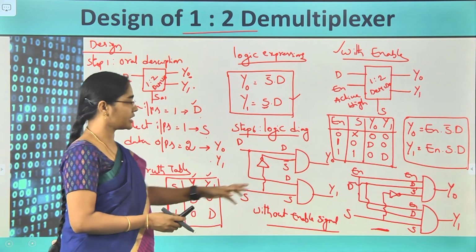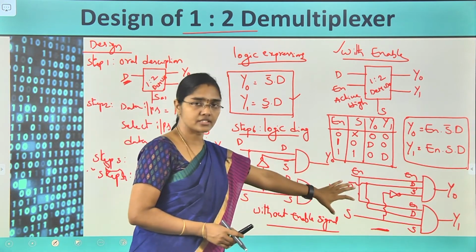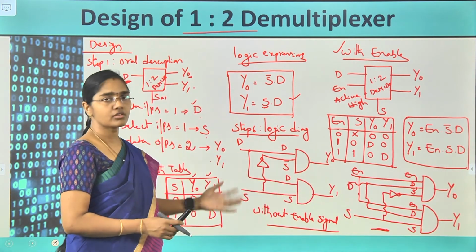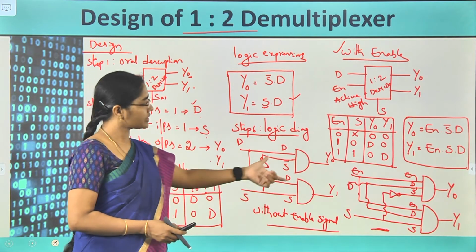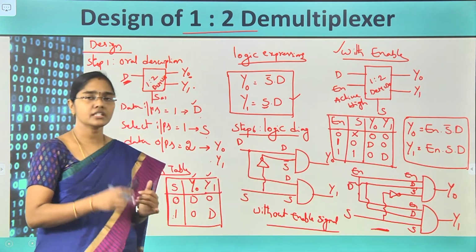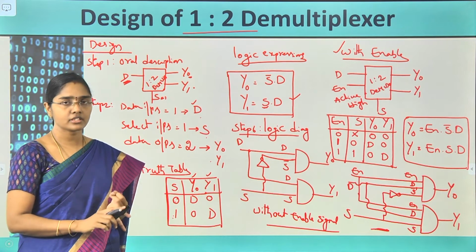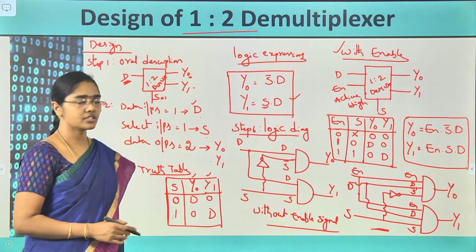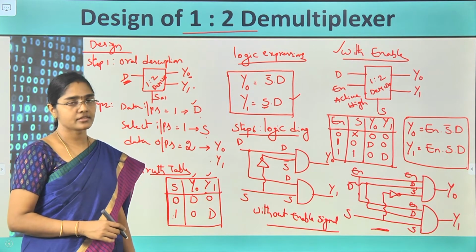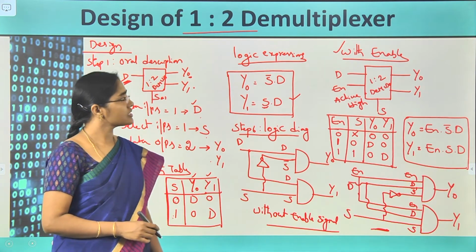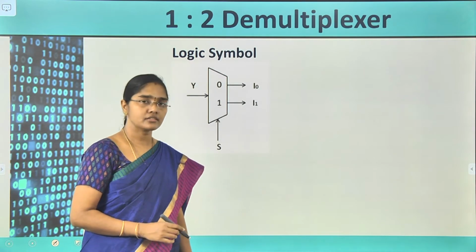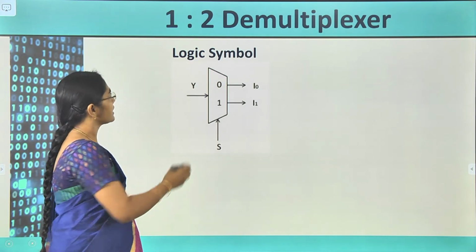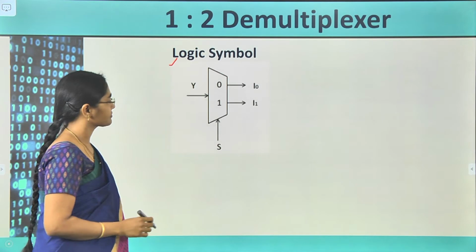Sometimes in our communication systems the enable signal is used, sometimes it is used without enable. So depending upon the requirement, we can use either with enable signal or without enable signal. Okay. This is the design of the 1:2 demultiplexer. Let's see this 1:2 demultiplexer neatly as a logic symbol.